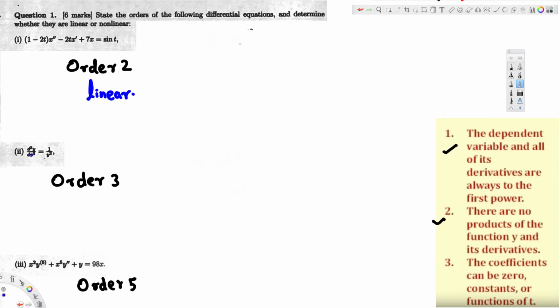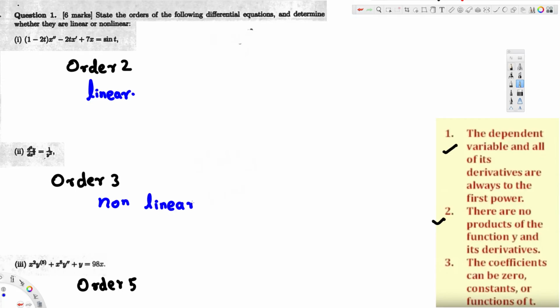Now let's look at the second one. d cube y over dx cube is equal to 1 over y square. This seems like it's linear, but if you carefully look at this y square, if you bring this to the other side, it is going to multiply this d cube y over dx cube. That's violating the second rule. The second rule says there are no products of the function y and its derivative. If we bring this to the other side, we are going to have y square times d cube y over dx cube. That's going to violate the second rule, right? So this is non-linear.